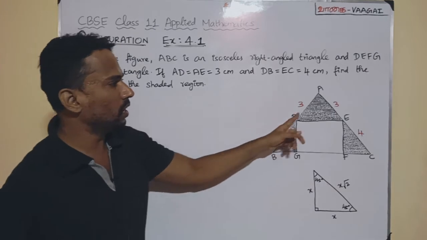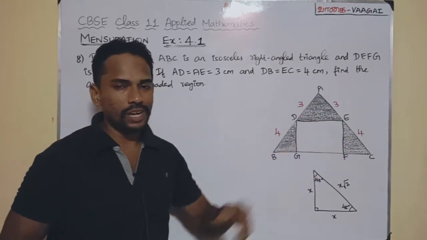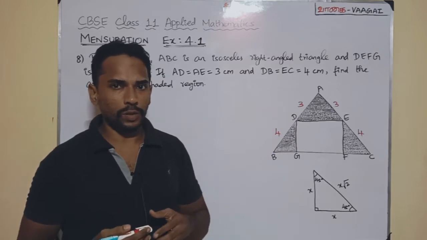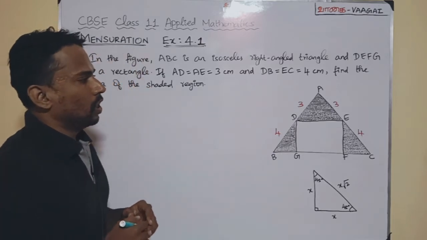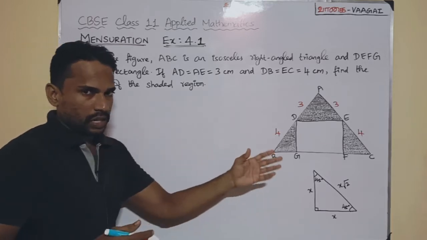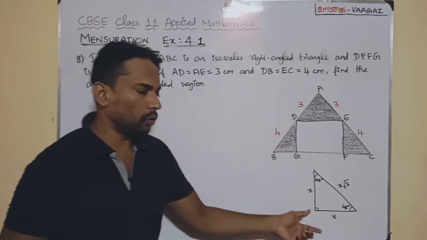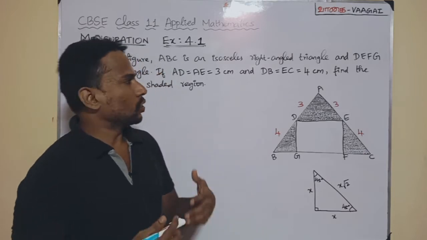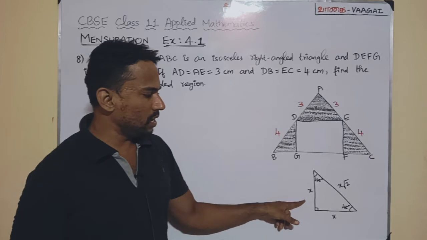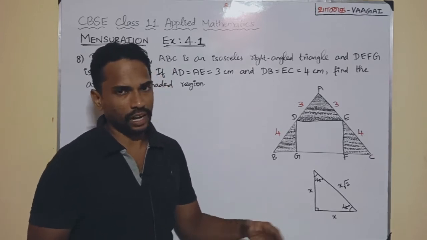You see here this portion of the region is shaded. We need to find the area of that shaded region. This is going to be the question. Before we answer this question, let's carefully examine the given picture, and at the same time let's quickly see about an isosceles right angle triangle. See here, this is an isosceles right angle triangle.